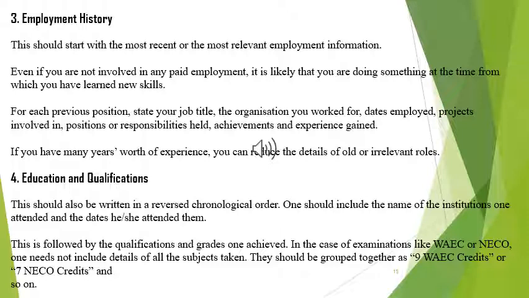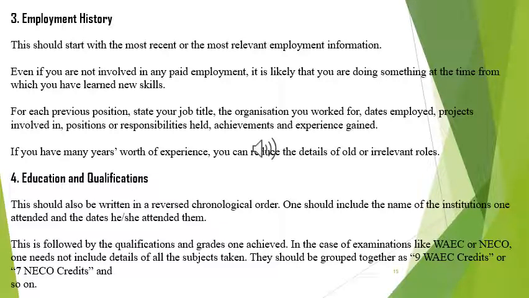The next thing is your education and qualifications. This should also be written in reverse chronological order. I've already explained this when I said that if you have a PhD, you should start from the PhD, then the master's, then if you have a postgraduate diploma or not, then your BA, and so on. You mention it, and you include the name of the institutions where you got the PhD from, the schools you attended, and you mention the dates on which you got your certificate. It's not necessary to mention the date you started or ended, but you mention that you have a PhD from ABU Zaria 2023, for instance.